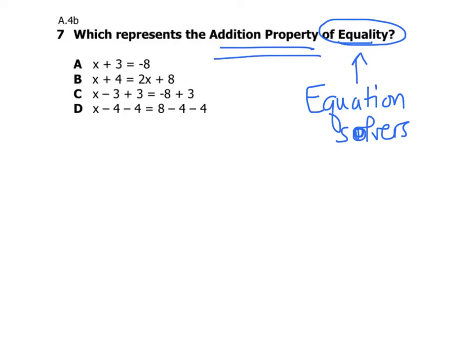You have an addition equation in A, x plus 3 equals negative 8. I don't see the same number added on both sides. You have another one here, variables on both sides, equation B, x plus 4 equals 2x plus 8. Again, I don't see the same thing added on both sides. x minus 3 plus 3 is equal to negative 8 plus 3. Ding, ding, ding, ding. That's it. Right there. Same thing done to both sides. We have the same thing here, but that's subtraction. We're looking for addition. So the correct answer on that one was C, and we'll see some practice with that in class as well.